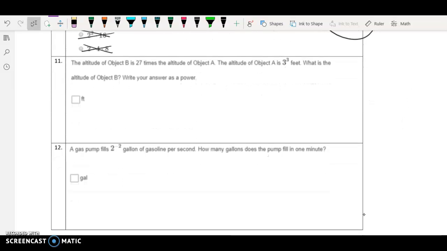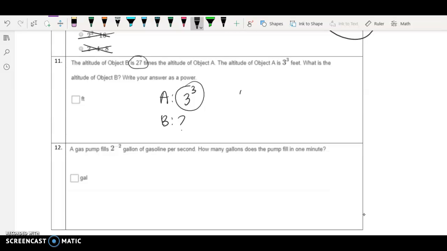All right, the altitude of object B is 27 times the altitude of object A. The altitude of object A is 3 to the 3rd power. What is the altitude of object B? Write your answer. So it says that object B is 27 times the altitude of A. So this is our A. We don't know B, but we do know that this one is going to be 27 times this number.